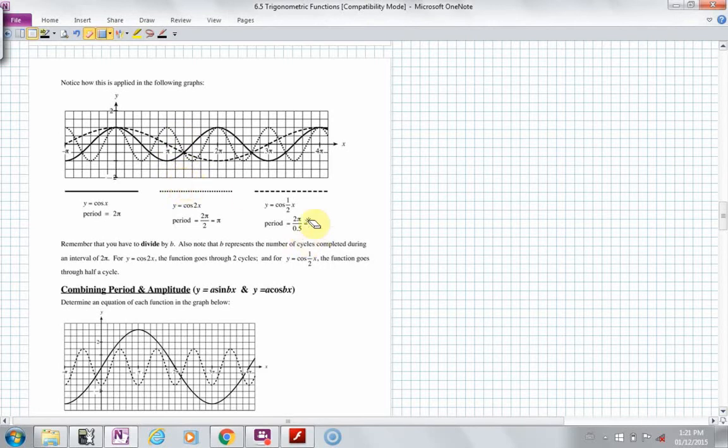So for this one here, the dashed line, it's now expanded. You can see that it's quite a bit wider overall. It's expanded by a factor of 2. So 2 times the original period, 2 times 2 pi is 4 pi. It now has a period of 4 pi. So if we go from a maximum here to a maximum again, that's one repetition and that's 4 pi. Okay? Questions about that?